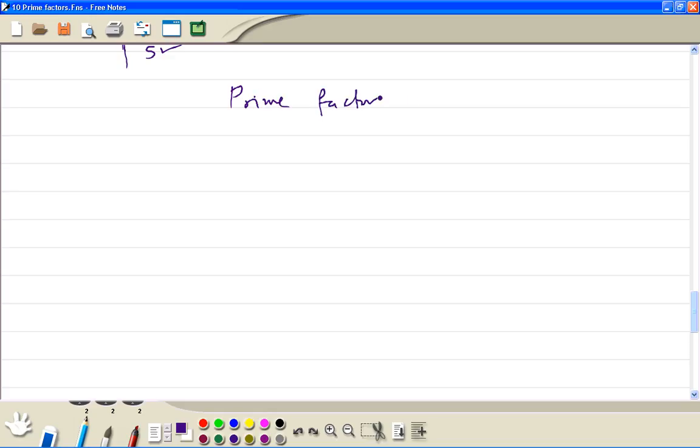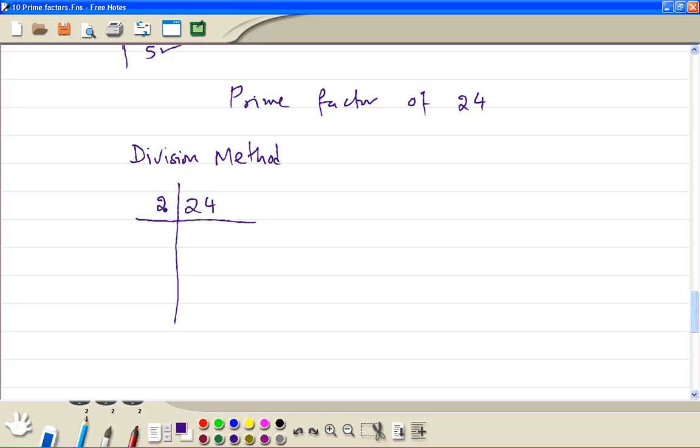Prime factors of 24. Now this is the division method. So we write 24, then we start dividing from the first prime number, which is 2. Because it's an even number we divide by 2 again. 6 we can divide by 2 again. Then it's 3. Because it's a prime number we stop. So 24 is equal to 2 to the power 3 times 3.